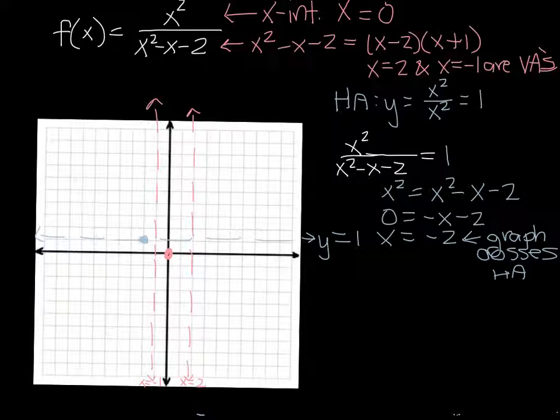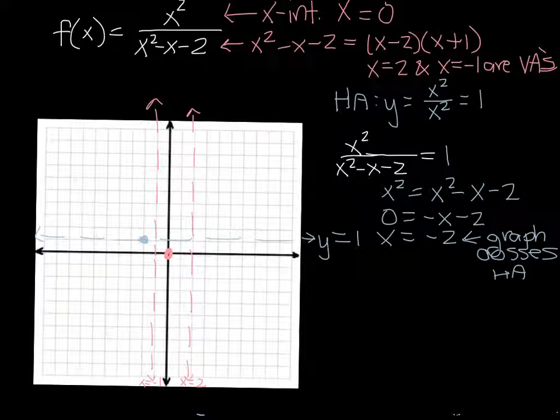Graphs can cross horizontal or oblique asymptotes only once, and to determine it, we always do this process where we set the original equation equal to the equation of the asymptote and solve. It is possible that it would not be able to cross, so keep that in mind as well, but it can never cross more than once.